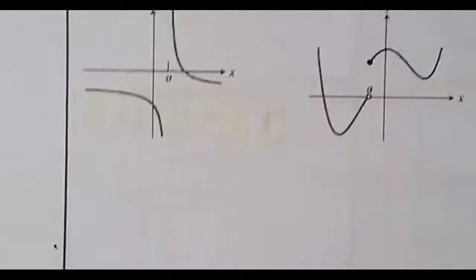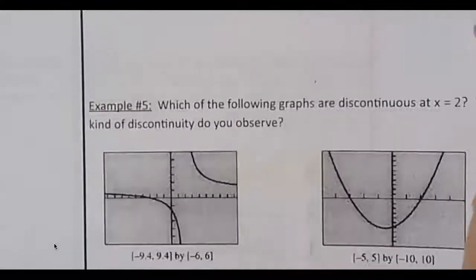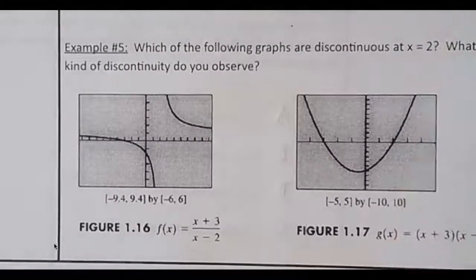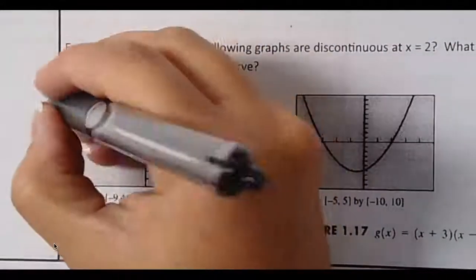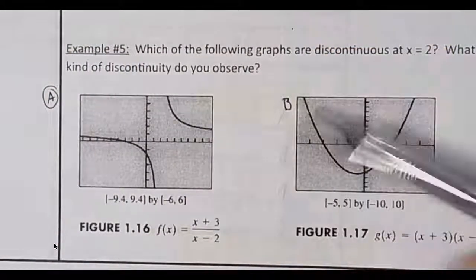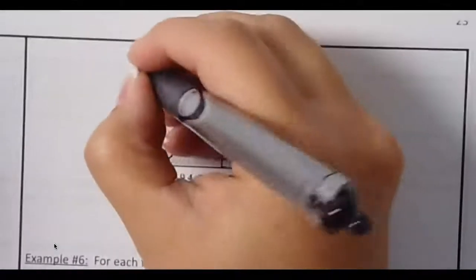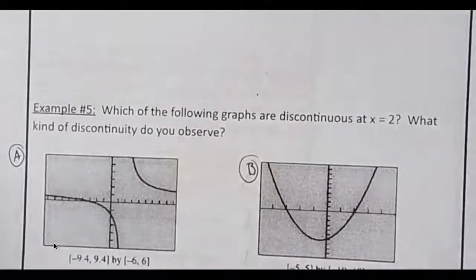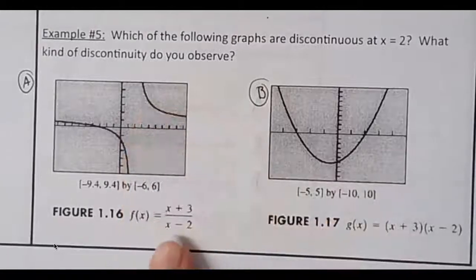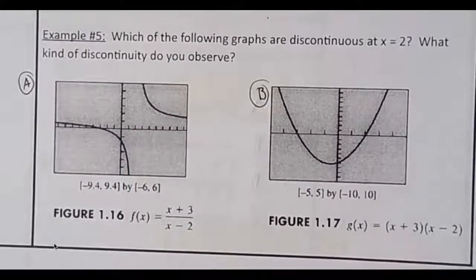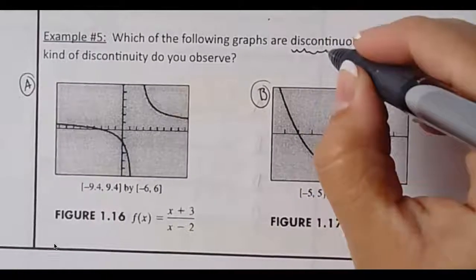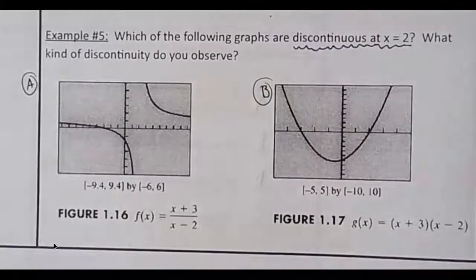There are 3 graphs. I'm going to label this one A, this one B, and the one on the back C. Each graph gives you the actual equation that goes with the graph. They want to know which of the following graphs are discontinuous at x equals 2. So for A, B, and C, please say continuous or tell me the type of discontinuity you observe.